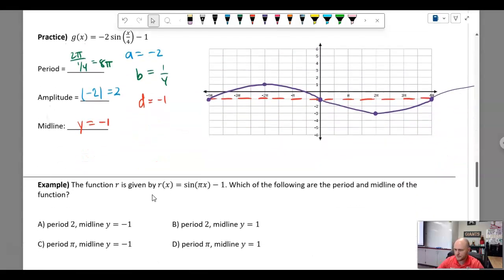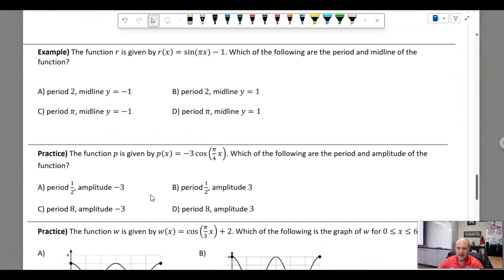Hopefully it makes sense. All right, next, let's go ahead and look at some questions that appear on the AP exam involving these concepts. Example 1, the function r is given by r of x equals sine of pi x minus 1. Which of the following are the period and the midline of the function? Well, remember that your period is affected by the b value, and here b is equal to pi. So your period is going to be equal to 2 pi divided by b, which just gives us 2. So I can go ahead and cross out C and D, and then our D value actually gives us our midline. D is -1, so A would be your answer for that example.